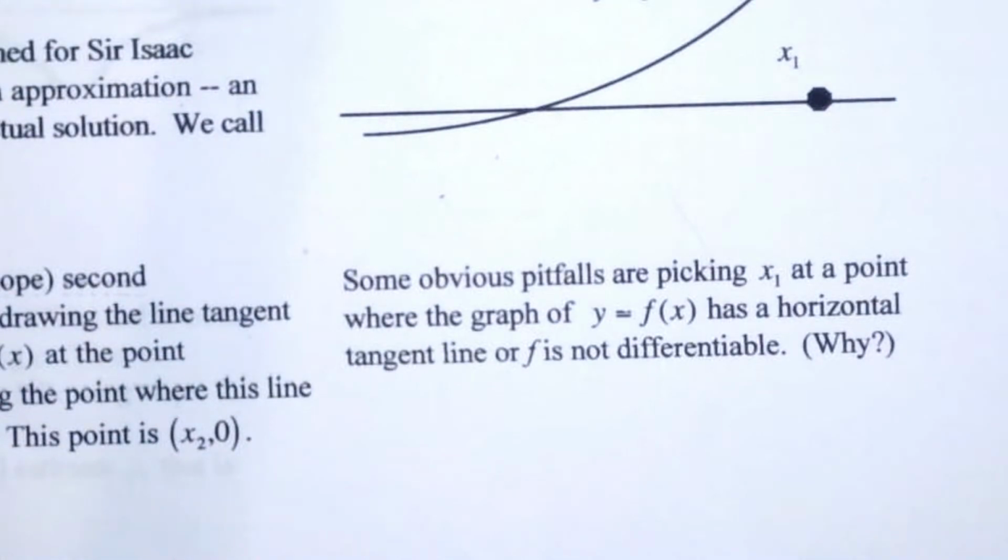An obvious pitfall is picking x1 at a point where the graph of the function f of x has a horizontal tangent line or is not differentiable. What's the problem there? Well, if you pick a point where f of x has a horizontal tangent line, then that horizontal tangent line will never cross the x-axis. It'll run parallel to the x-axis, so you won't get an x2. Or if you pick a point where the function isn't differentiable, there won't be a tangent line at all.